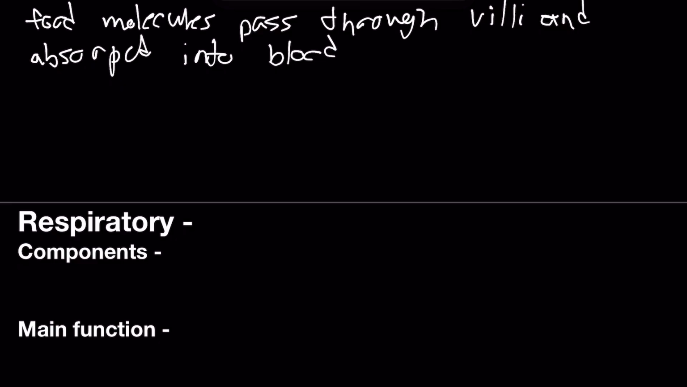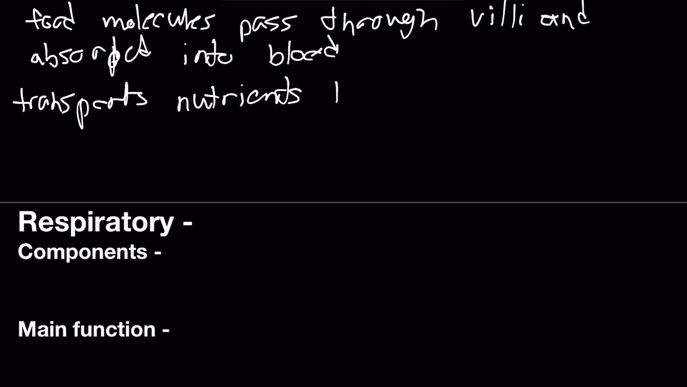And then once it's absorbed into the blood, the circulatory system transports nutrients to the body. So these nutrients go all over. Primarily glucose is transported, and this is transported into body cells, which can then be used for cell respiration. So the circulatory system takes these nutrients that are absorbed and transports them to the rest of the body.